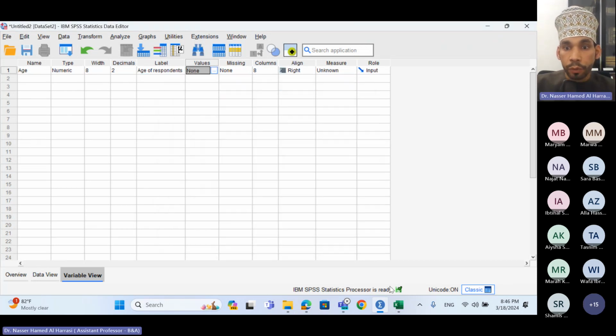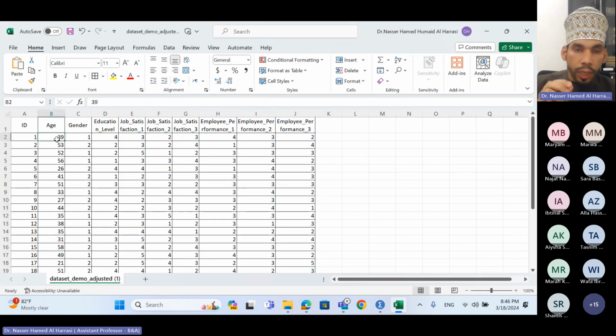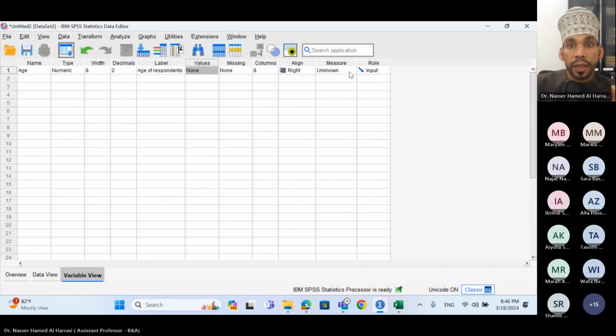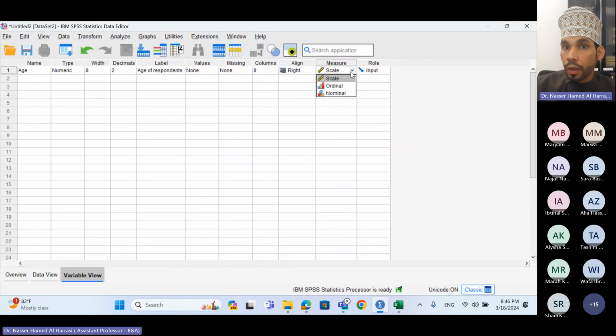As you see here, we don't have groups. Am I right? They said like 39, 53, 52, 56. Mostly in your questionnaire, I'm sure that you have grouped the age, like you said, from 20 to 30, from 31 to 40, then from 41 to 50, and so on. So you group the age for your questionnaires, but here they did not group it. So here you have to change the measurement from here. We are having scale, we are having ordinal, and we are having nominal.